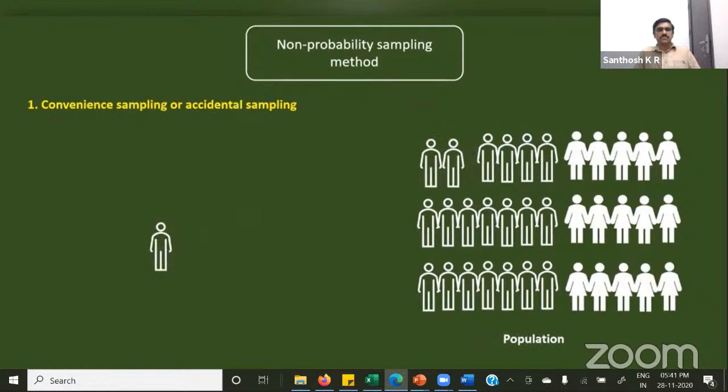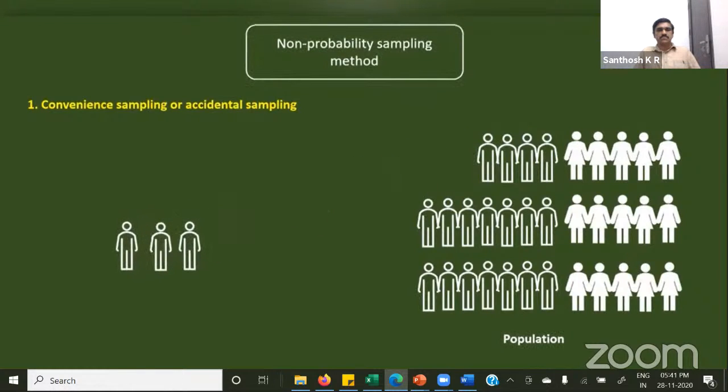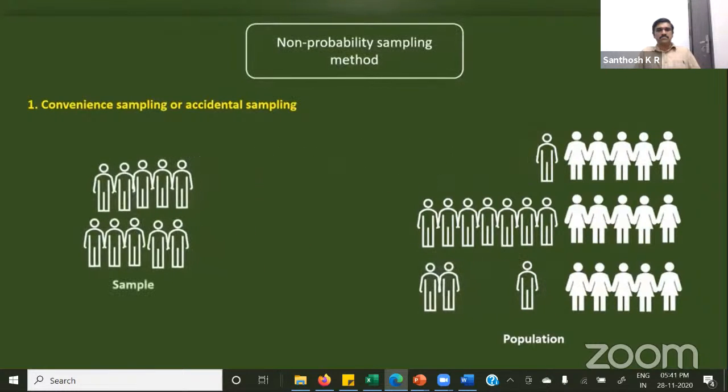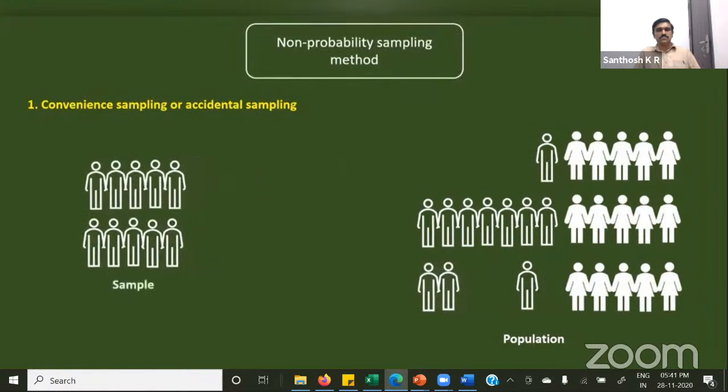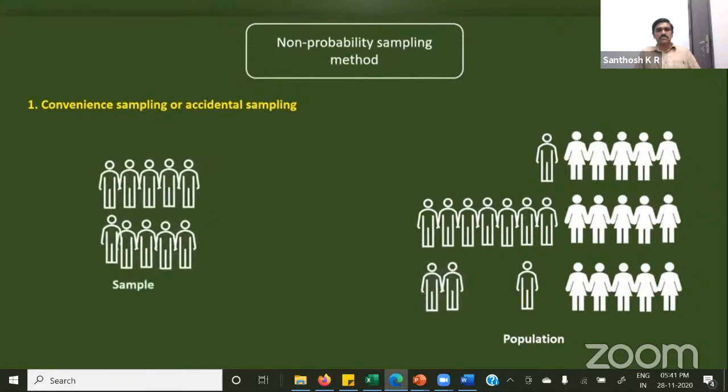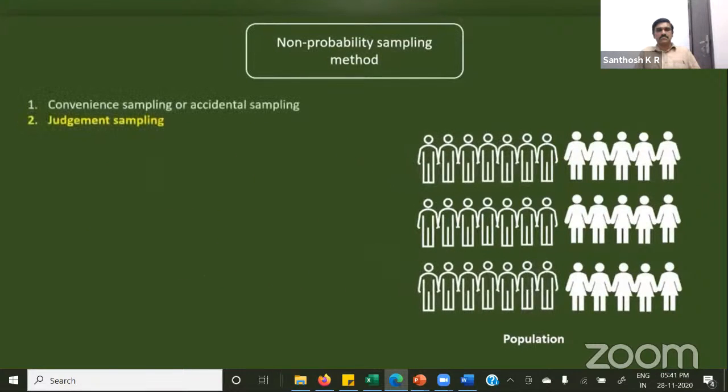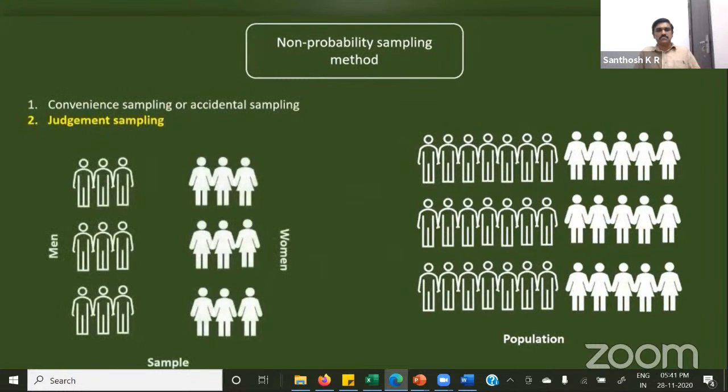We may meet them individually or in groups. We may continue this process until we achieve a sufficient sample size. In judgment sampling, we may take a little more effort to identify the sample. We may frame some criteria to make the judgment about the potential participant.